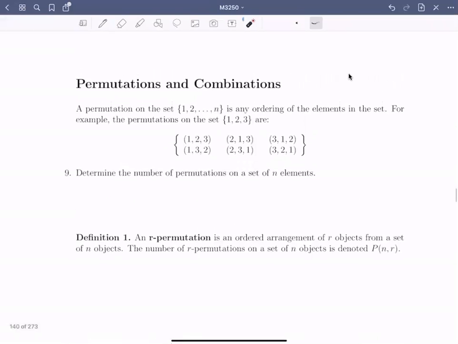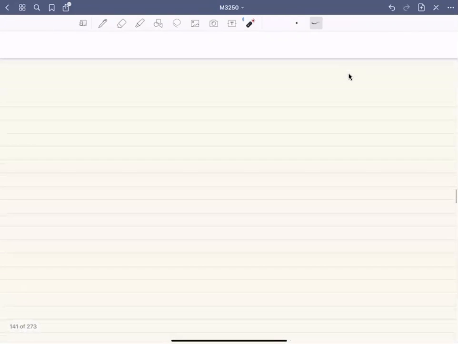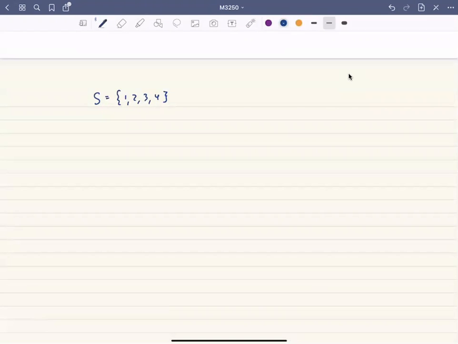If you were to have a set with 4 elements in it, so let's jump to a new page here. Let's call that S, 1, 2, 3, 4. How many ways are there to arrange all 4 elements? Well, you could arrange them 1, 2, 3, 4. You could arrange them 1, 2, 4, 3. You could arrange them 1, 3, 2, 4, 1, 3, 4, 2, 1, 4, 2, 3, 1, 4, 3, 2.